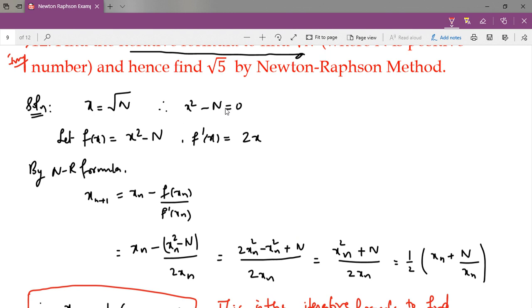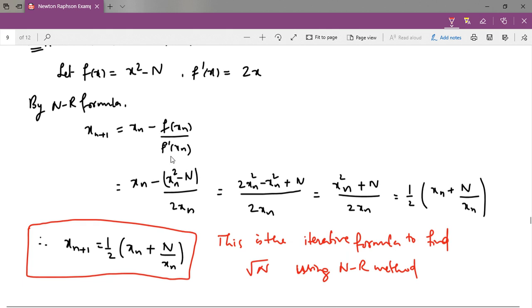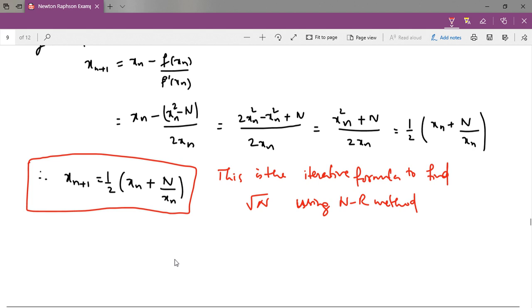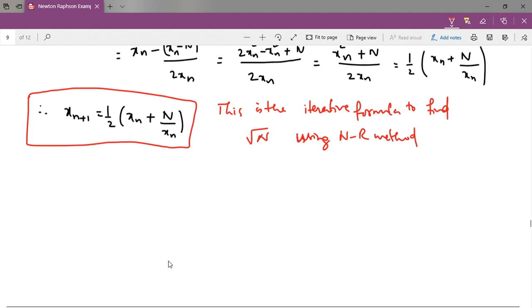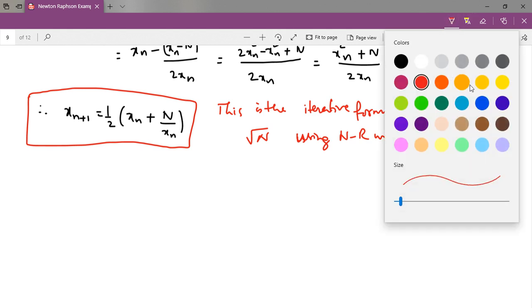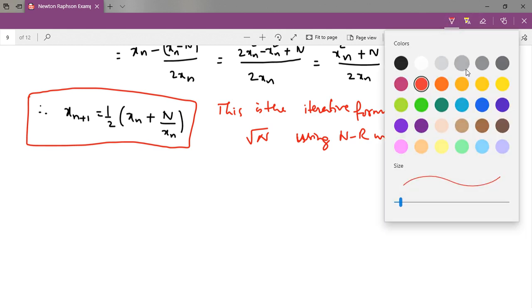So x is equal to root n; squaring on both sides, x square minus n is equal to 0. Let f of x be x square minus n, then f dash of x will be 2x. Put in the Newton-Raphson formula, that is f of x, x square minus n, divided by 2x. Take LCM and simplify, and it is going to be 1 by 2 into xn plus n by xn. So this is an iterative formula to find root n where n is a natural number. Now what do we need to do?